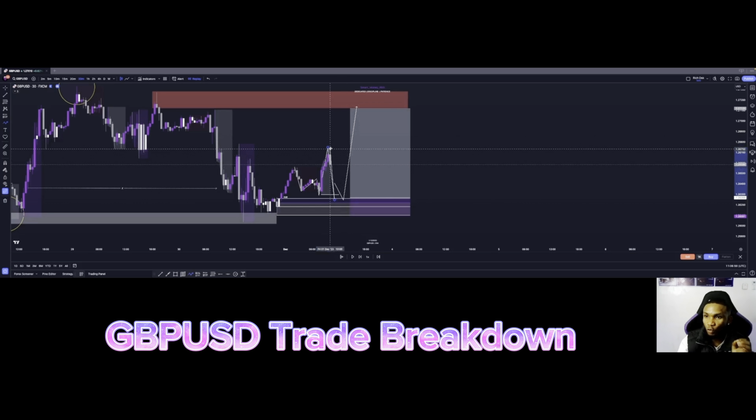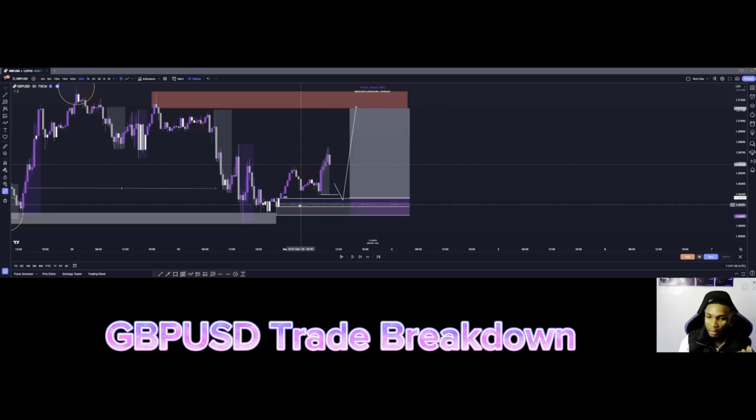Because remember, this was the London high, which equals liquidity. This was the previous New York high, which equals liquidity. This was the previous London high, which equals liquidity. So we have three liquidity points to the upside and then an open imbalance that needs to be filled, right? So with all these confluences, I already know that this trade is going to play out successfully using the concept of liquidity, imbalances, and what?